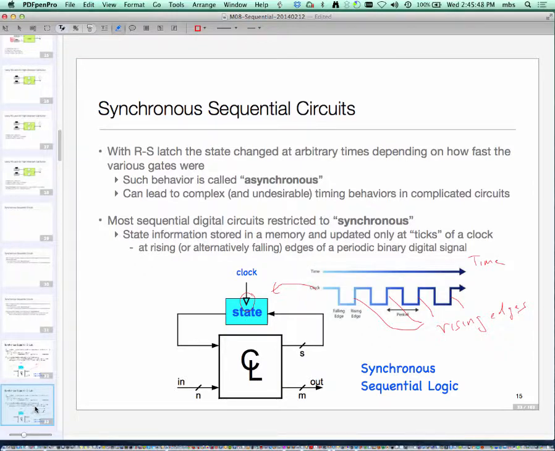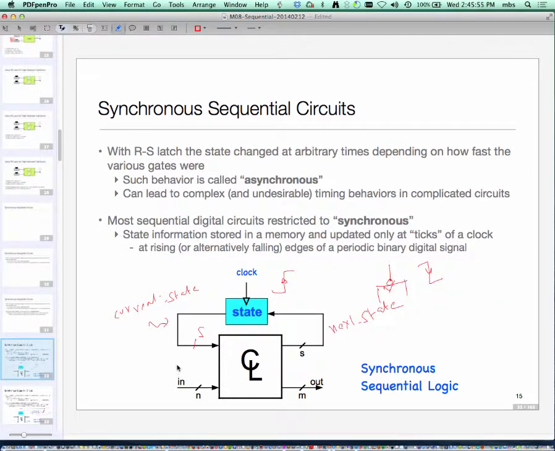What do you mean by current state and next state? Why do you define them that way? At any given point in time, the output is a function of whatever is on the in wires as well as whatever is on these wires. These wires correspond to what the system currently thinks is the state, so that's why it's called current state. At the next clock tick, the content of this state will change to whatever the value is out here, and therefore that is the next state.